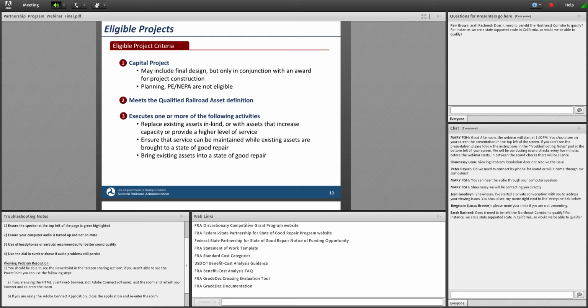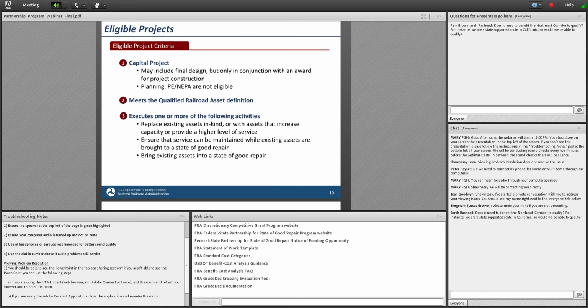Then we look to make sure the project meets the qualified railroad asset definition that I went through above. And then the project you're planning to carry out should execute one or more of the following activities. You could replace existing assets in kind or replace them with new assets that increase capacity, provide a higher level of service. You can have a project that ensures that current service can be maintained while existing assets are brought into state of repair, or you can bring existing assets into a state of repair. Now, obviously, there's some overlap in those definitions, but you would want to make sure to demonstrate your project meets these criteria.